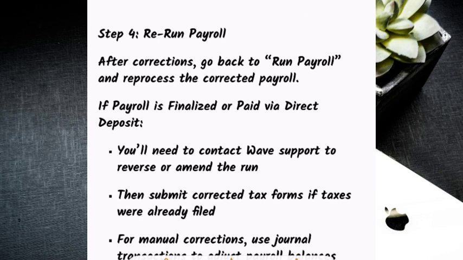Step 4, rerun payroll. After corrections, go back to run payroll and reprocess the corrected payroll. If payroll is finalized or paid via direct deposits, you're going to need to contact Wave support to reverse or amend the run. Then submit corrected tax forms if taxes were already filed.